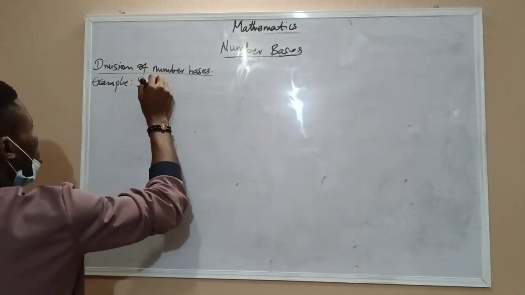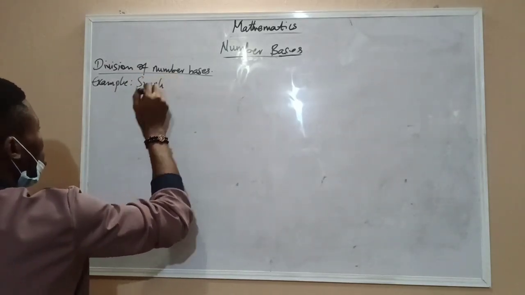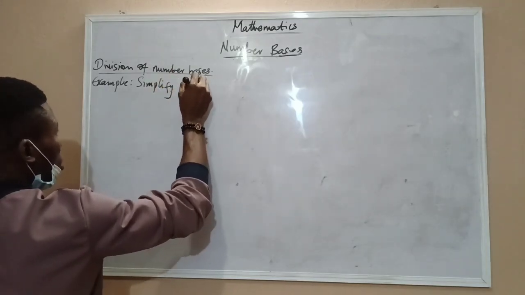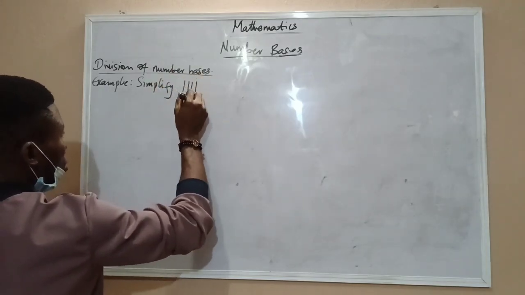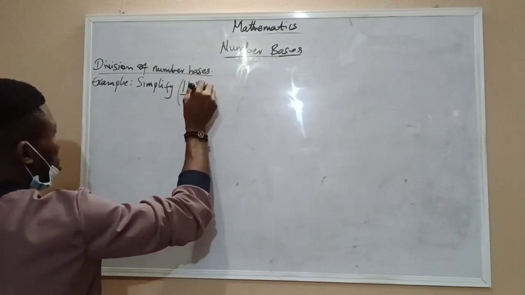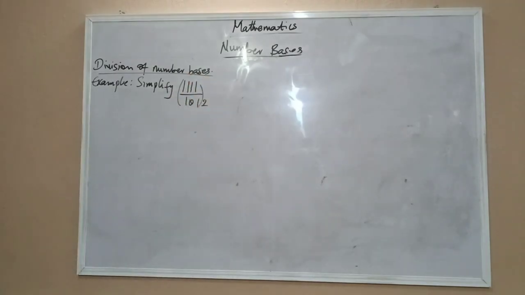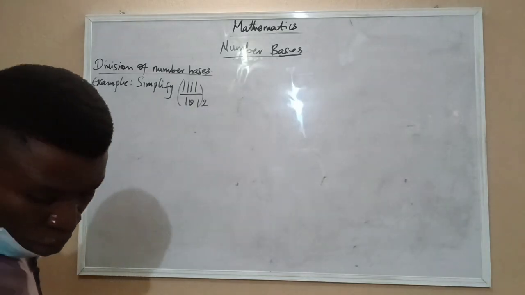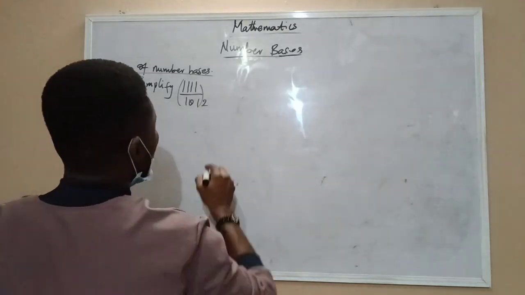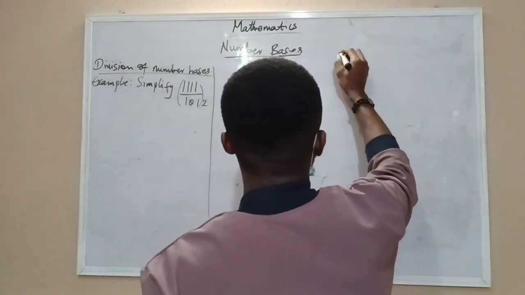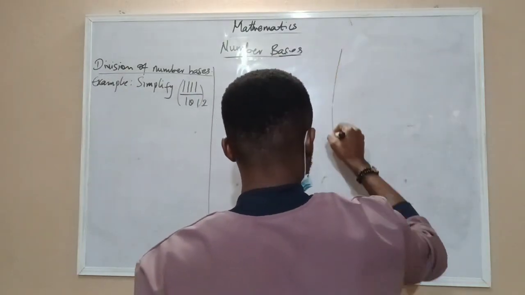Simplify 1111 over 101, all in base 2, right? 1111, all base 2, yeah. So let me see if I can share this board into 3. At least it will be better.